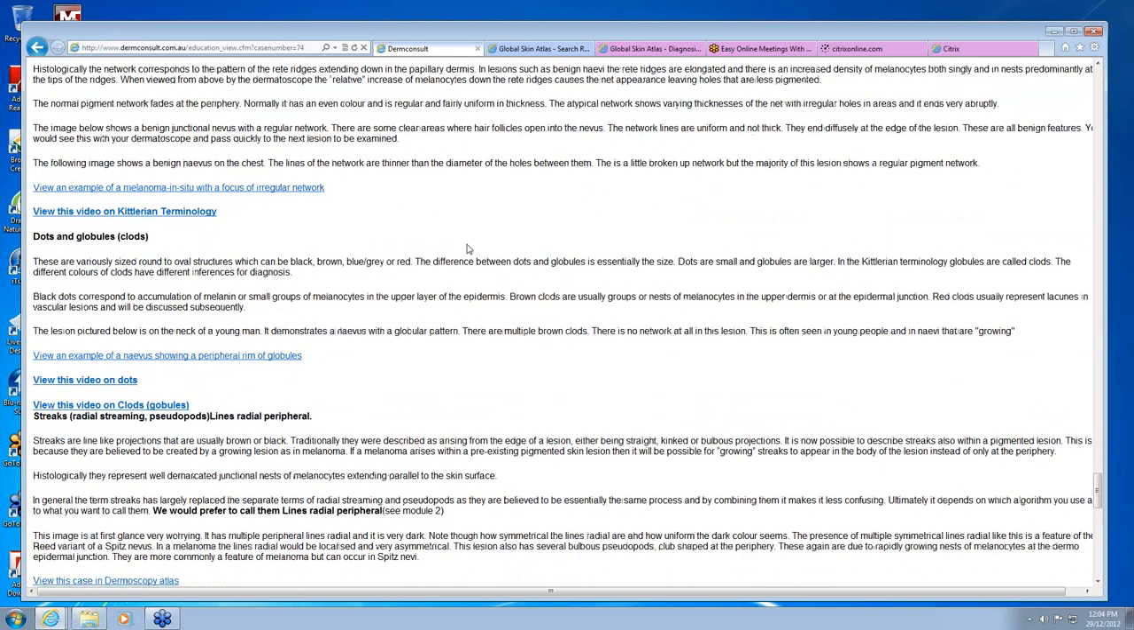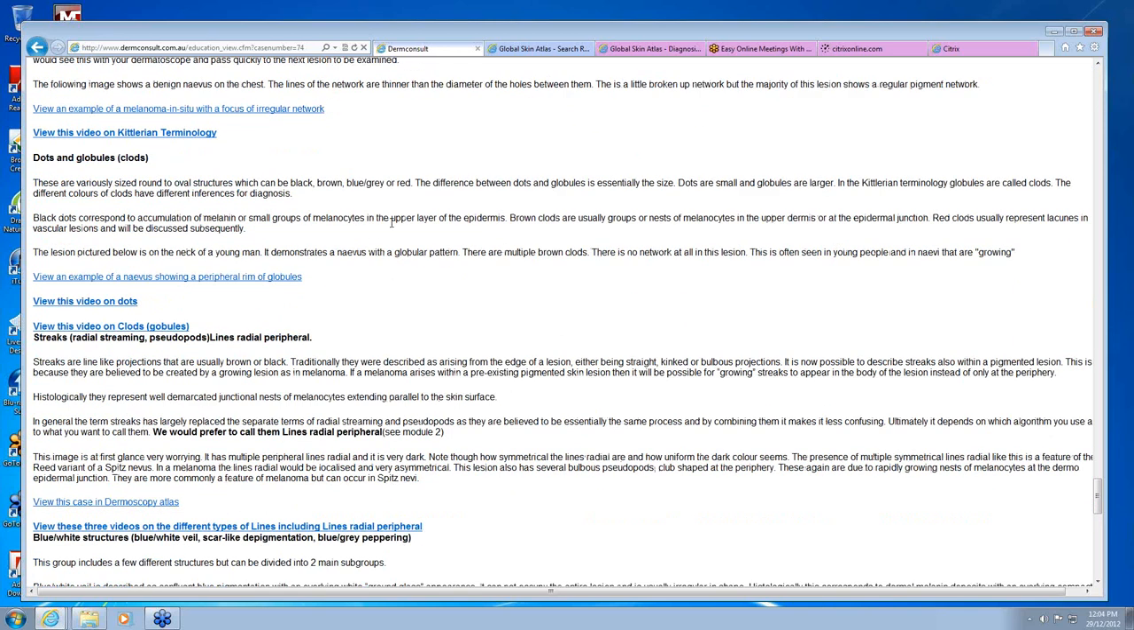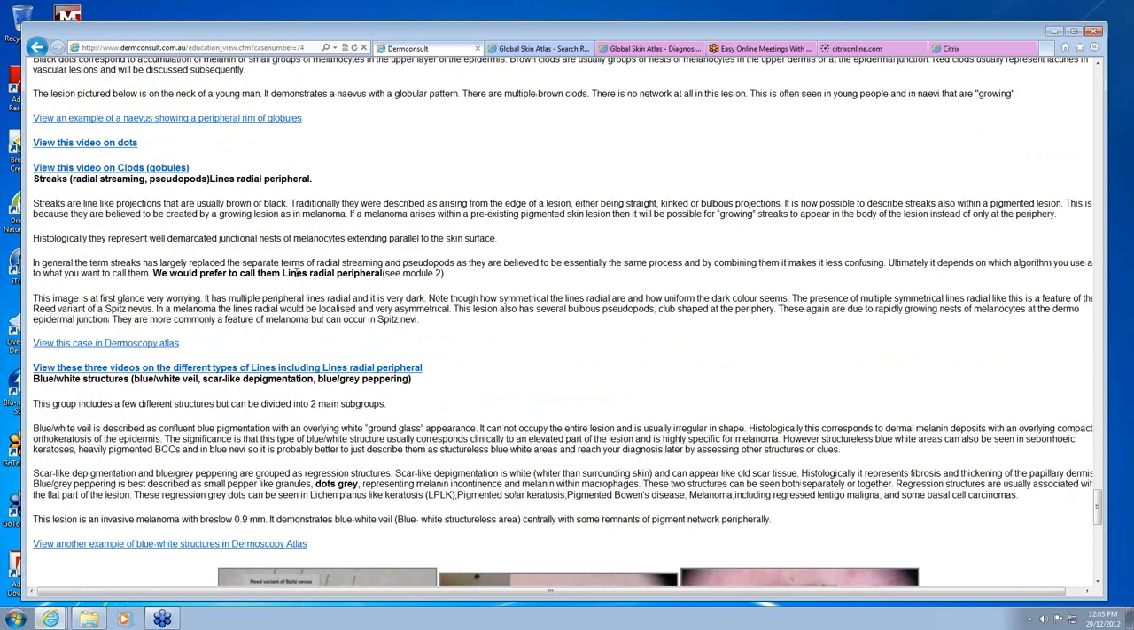There are other structures that you're going to see with your dermatoscope, and these include dots and globules. We like to call these clods. Generally, these refer to nests of cells. And you tend to see them more towards the edge of a pigmented lesion because that's where you're getting your proliferating nests of cells. There's a little video there on dots, a video on clods.